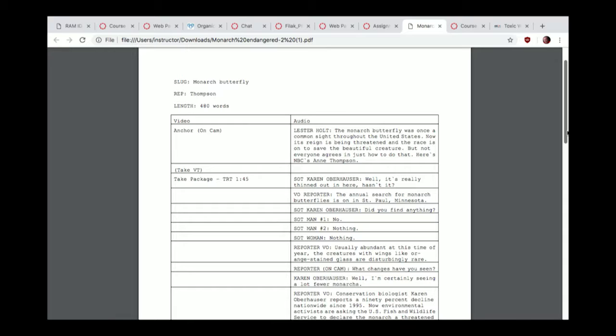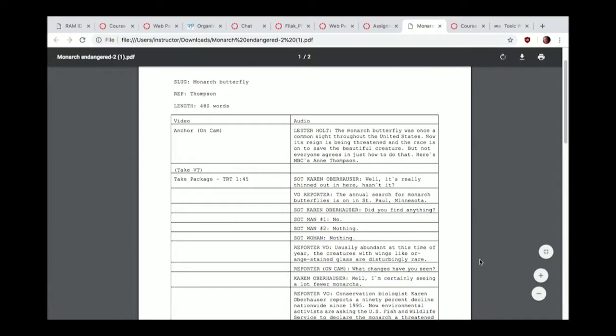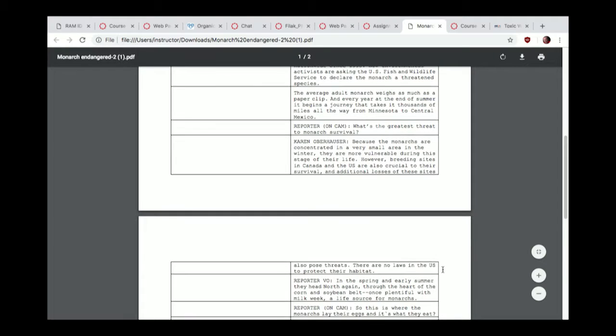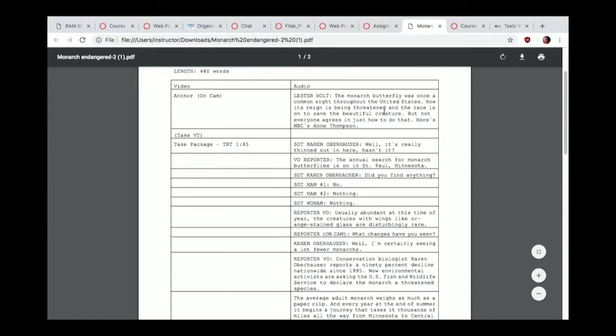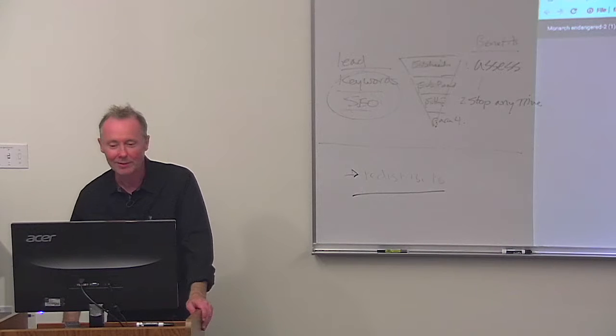Back to Oberhauser. "Did you find anything?" And then they've got some other folks who are working with Oberhauser. Back to the reporter in VO: "Usually abundant at this time of year, the creatures with wings like orange stained glass are disturbingly rare." And then she asks a question, and so on and so forth. So that would be what you are adapting, and you could be picking out your SOTs and turning them into quotes that way.